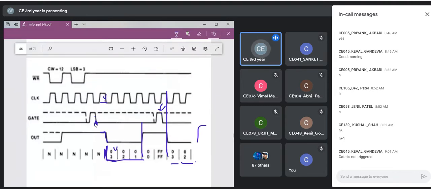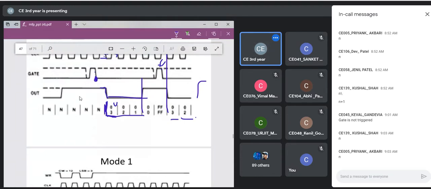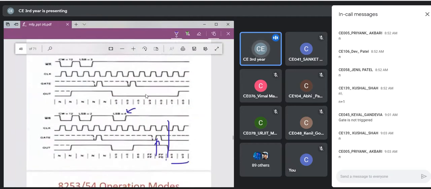So can you tell me, in 8253 or 54 in mode 1, for how many pulses does the out go low? Yes, it will be n. So you can see here it is n. If the clock period is given to you, then you can easily find out for how much time the out will be low: the clock period times n, whatever your count is. For that much time out will be low. Okay, so this is all about mode 1.